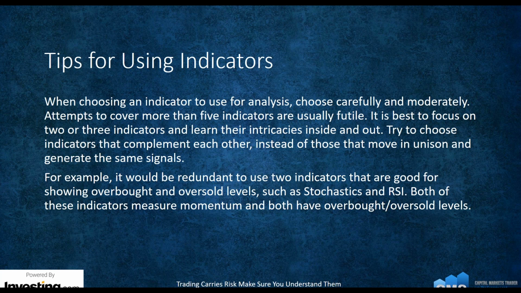But when choosing an indicator to use for analysis, choose carefully and moderately. Attempts to cover more than 5 indicators is usually futile. It is best to focus on 2 or 3 indicators and learn their intricacies inside and out. Try to choose indicators that complement each other instead of those that move in unison and generate the same signals. For example, it would be redundant to use 2 indicators that are good for overbought and oversold levels, such as using stochastics and RSI at the same time.